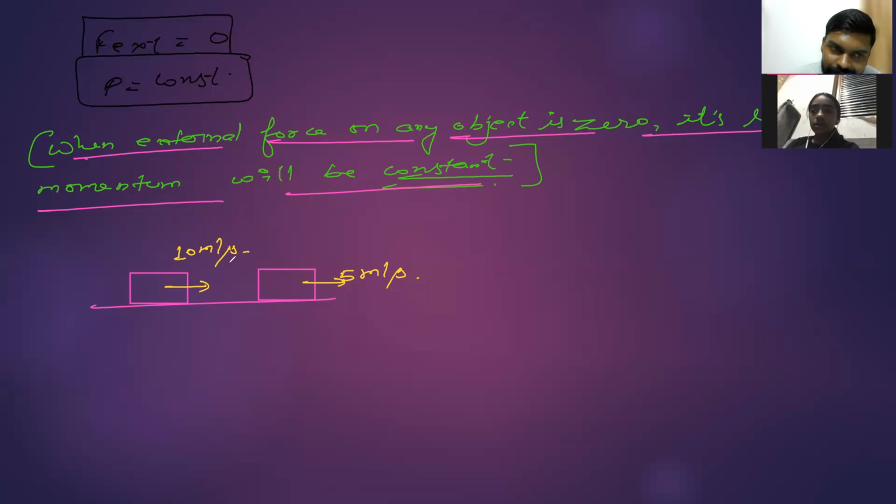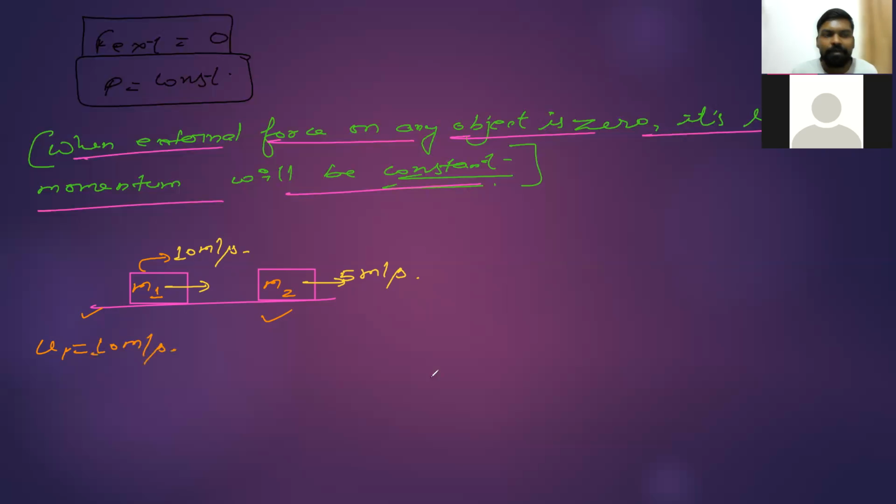So we can say that the velocities given are the initial velocities. Consider that the mass of this block is m1 and the mass of this block is m2. So the initial velocity of mass m1 is 10 meter per second, so u1 is equal to 10 meter per second. And u2 is 5 meter per second.